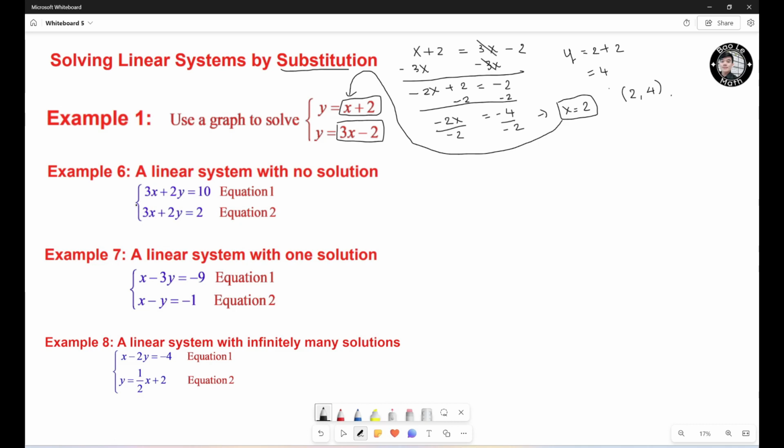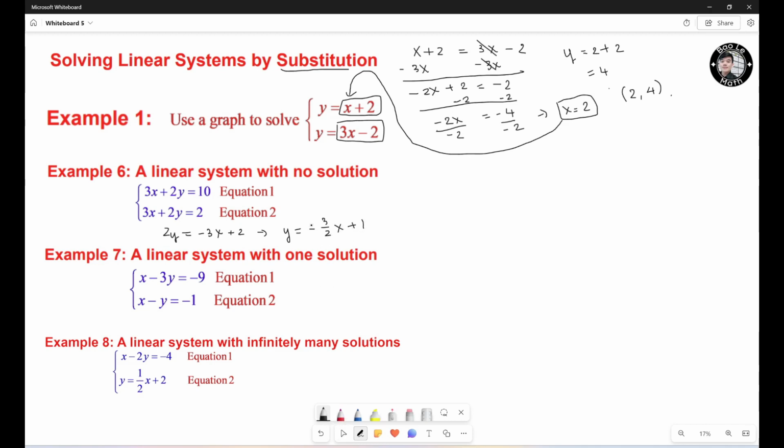Alright, a system of linear equations in standard form right here. In order to use the substitution method, you need to convert one of these into slope-intercept form. So I'm going to convert the second one into slope-intercept form. I subtract 3x from both sides, so I have 2y equals negative 3x plus 2. And then I divide both sides by 2, so it will be y equals negative 3 over 2 x plus 1.